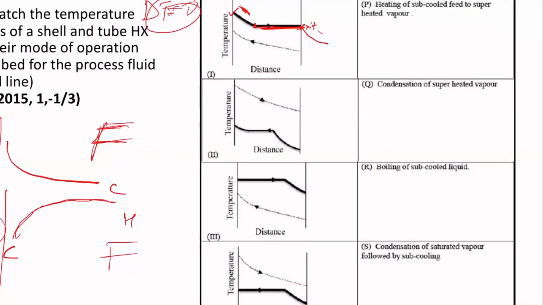So we'll look for the exact keywords which are there in option Q, right? So condensation of a superheated vapor. Superheated vapor means it will be at a higher temperature than the saturation temperature. So first cooling is happening and then it is just getting condensed. If it had said condensation or subcooling, then this extra red line that I have drawn would have been there below it. All right, Chetan, is it clear?